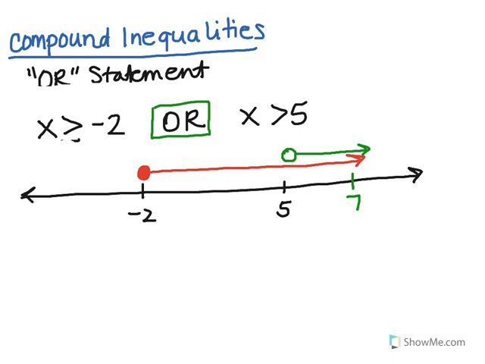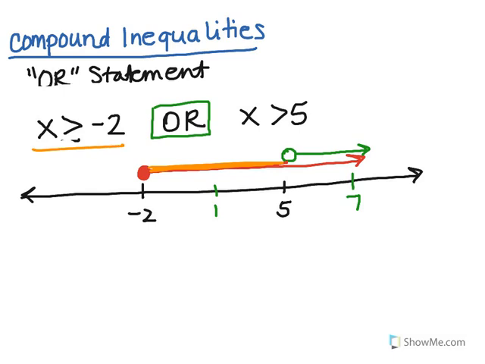But what about a number that's in between -2 and 5? Say the number 1. Now, it's only true for x's that are greater than or equal to -2. It's not true for x's that are greater than 5. But remember, the OR statement says only one of them has to be true. So in fact, all of the numbers between -2 and 5, all of these numbers right here, will be true for at least one of the statements, specifically x greater than or equal to -2.